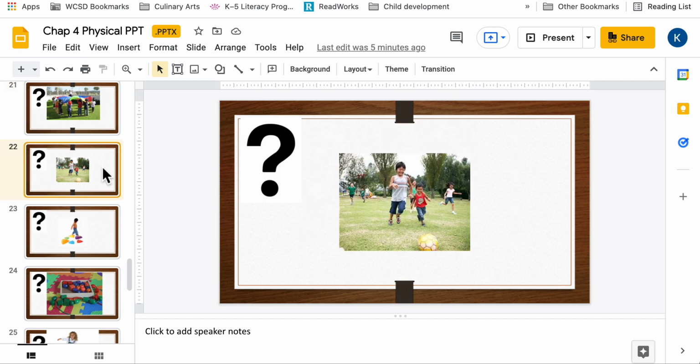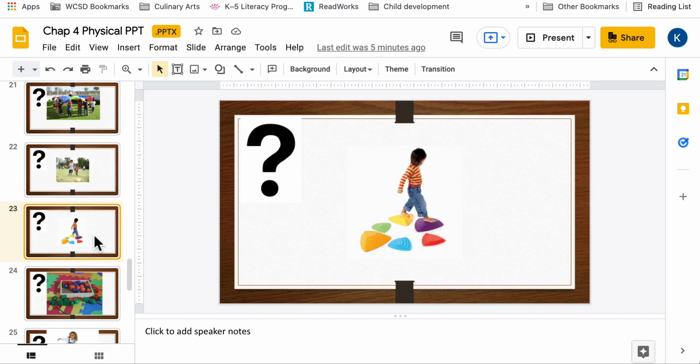All right, how about this one? Kicking the soccer ball, gross motor or fine motor? Totally gross motor, you betcha. How about the balance stepping stones? The reason they're called balance stepping stones is because some of these stones actually slant. They don't all sit completely even. So would you say that's gross motor or fine motor? Totally gross motor, good job.